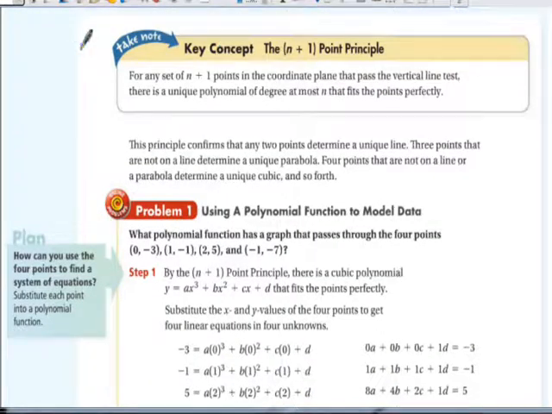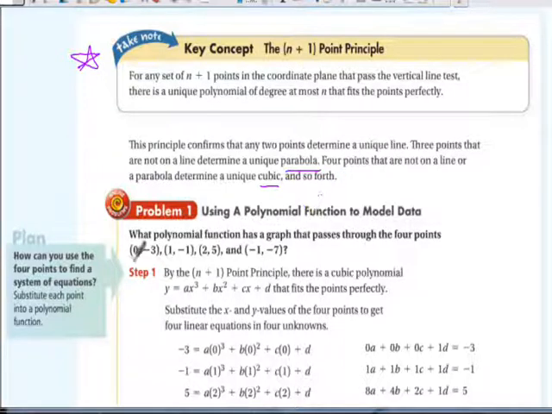So the n plus 1 point principle, what this is right here, is for any set of n plus 1 points in the coordinate plane that pass the vertical line test, there's a unique polynomial of degree at most n that fits the points. So if we have 2 points, then we would use a line. If we have 3 points, a parabola, so quadratic. 4 points, then we're going to use a cubic, and so on. So however many points, we go 1 less, and that's the degree of the function.